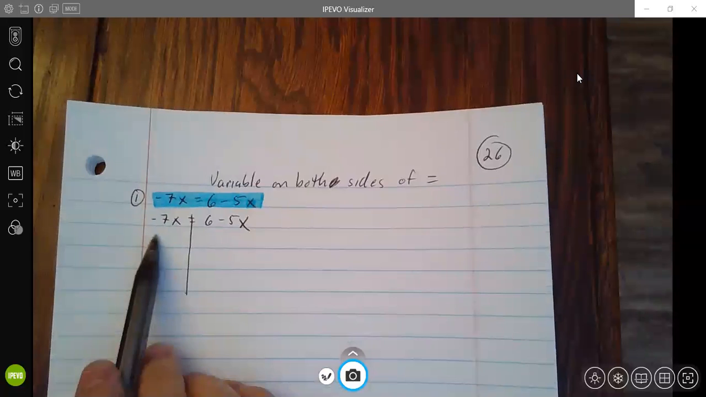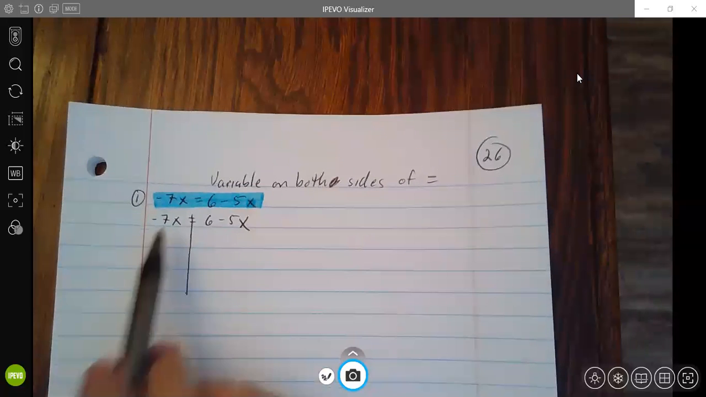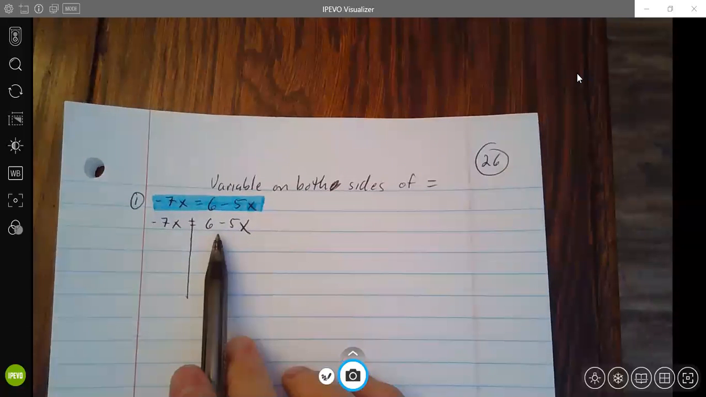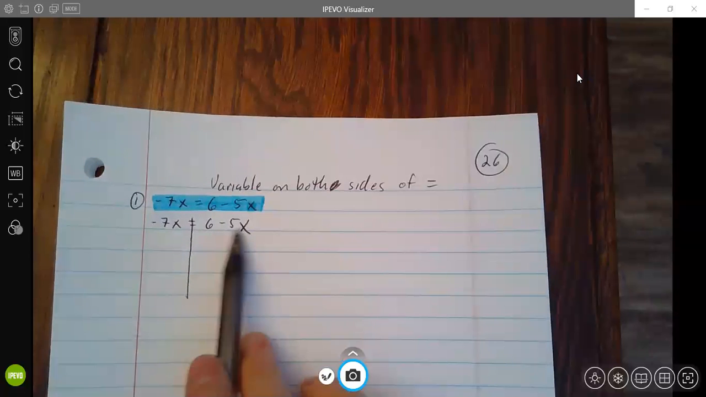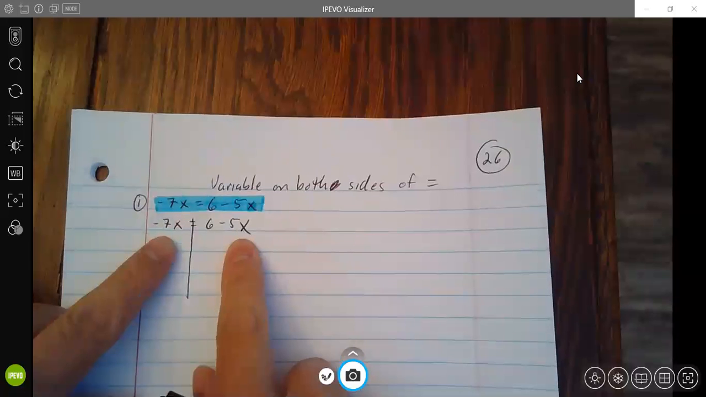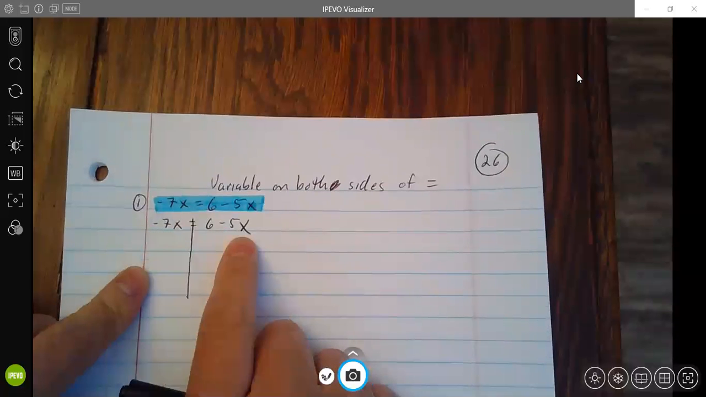There's only just this one term, negative 7x. Okay, and then also we check out the right side. There's no like terms here. This 6 doesn't have an x, that 5 does. Right? There's no like terms for us to combine. Okay, but what we see is the x on both sides of the equal sign. So we can't just combine them like we did yesterday and do negative 7 minus 5. We're not going to do that.